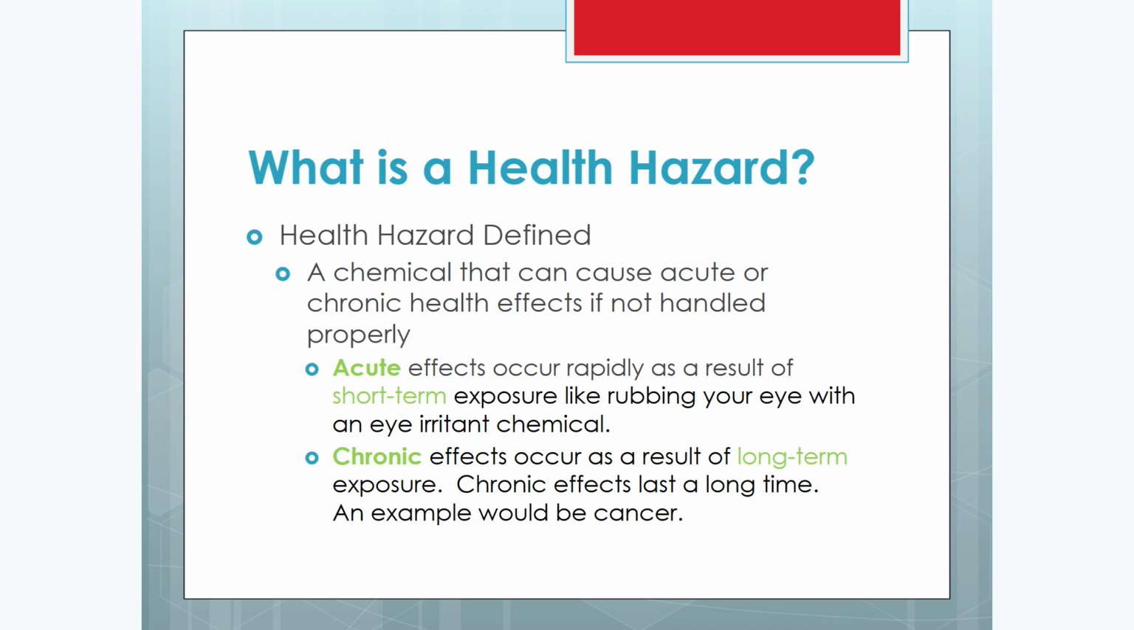Hazard classification. First, we're going to start with a health hazard. A health hazard is a chemical that can cause acute or chronic health effects if not properly handled. Acute just means the effects occur rapidly, like rubbing your eye with an eye irritant. There's generally short-term exposure. Chronic effects occur as the result of long-term exposure. Chronic effects last a long time. An example would be cancer. If you smoke cigarettes, cancer wouldn't be an acute effect, it would be a chronic effect.